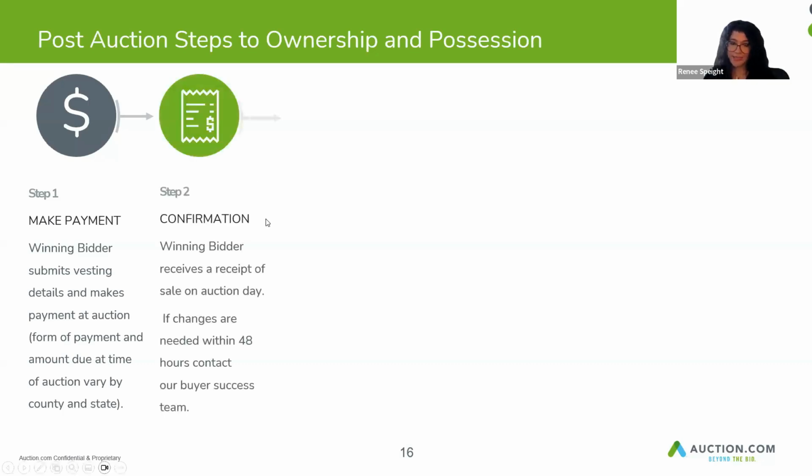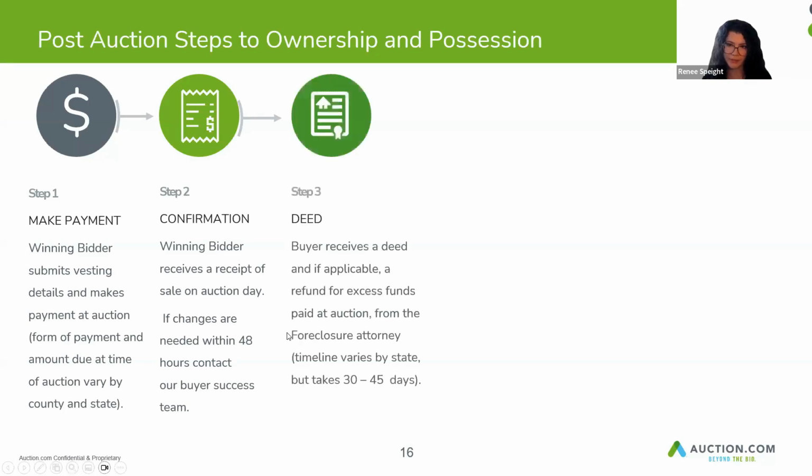Confirmation. You'll receive a receipt of sale on auction day, and if any changes are needed, you must notify the buyer success team within 48 hours. Don't worry, we'll give you our email address so that you can contact us even before then with any questions. Deed. As the buyer, you're going to receive a deed typically within 30 to 45 days, and if applicable, a refund for any excess funds paid in person at the auction. This process is handled by the foreclosure attorney.